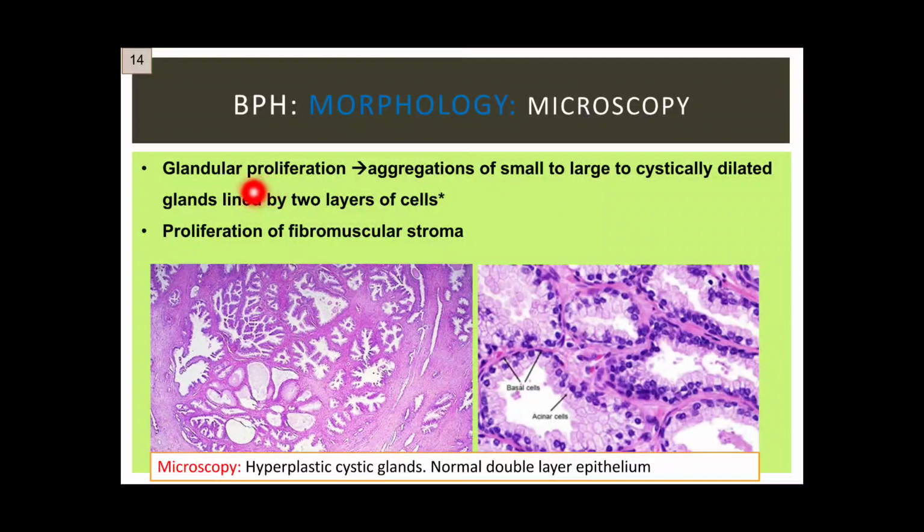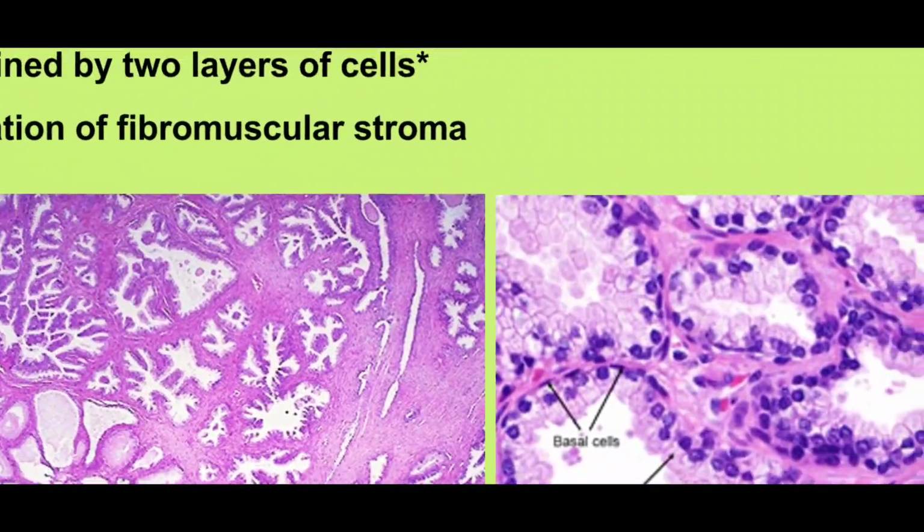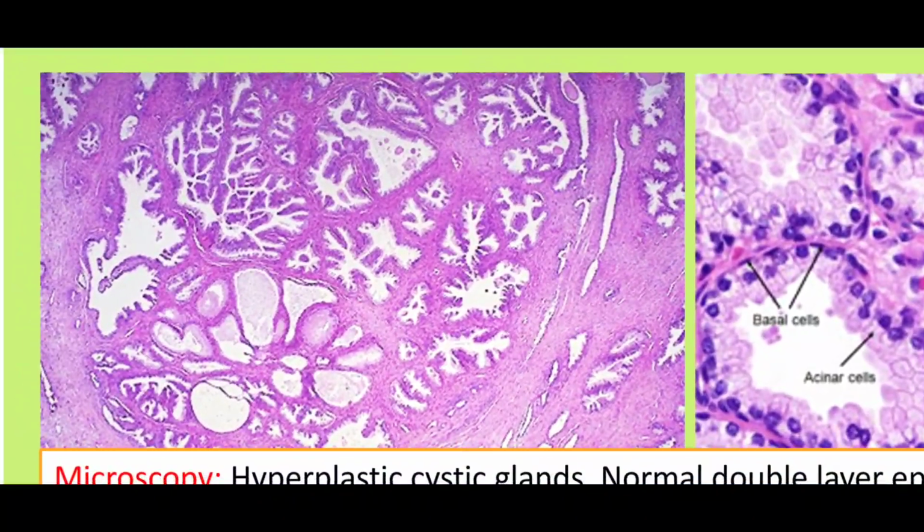So we will see the glandular proliferation in the form of aggregation of small to large sized cystically dilated glands which are lined by two layers of cells, as is seen in the normal prostatic histology. So we will see numerous glands, and these glands will be lined by two layers, the inner columnar and outer cuboidal, and this is the stroma. So see here again, this is the picture.